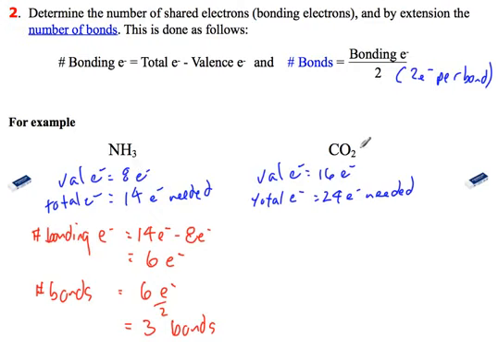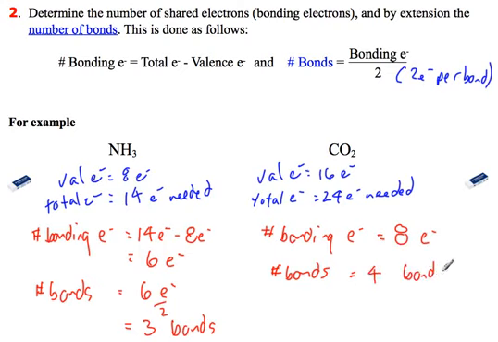How about carbon dioxide, CO2? Now, number of bonding electrons, again, simply 24 minus 16, total minus valence, so that's 8 bonding electrons. Number of bonds equals 8 divided by 2, or 4 bonds. And so this is useful to see in operation because you may not have predicted 4 bonds for CO2. You might have only predicted 2 bonds, that is single bonds between carbon and oxygen, but in fact they're not single bonds. Okay, so that's how you determine bonding electrons and by extension the number of bonds.